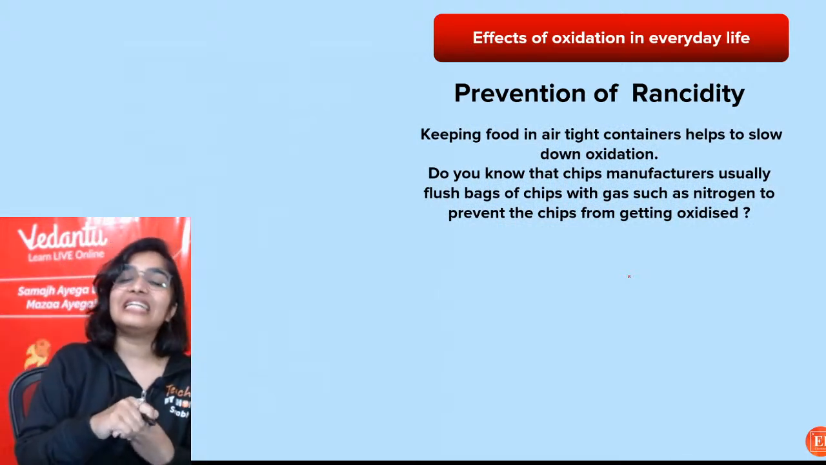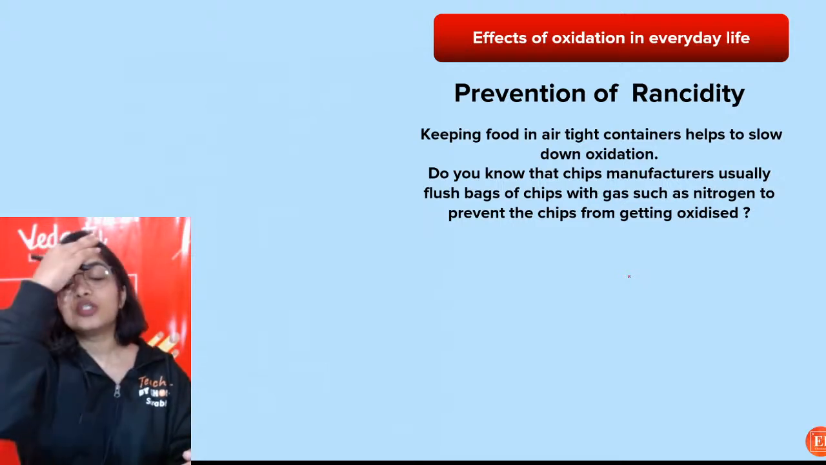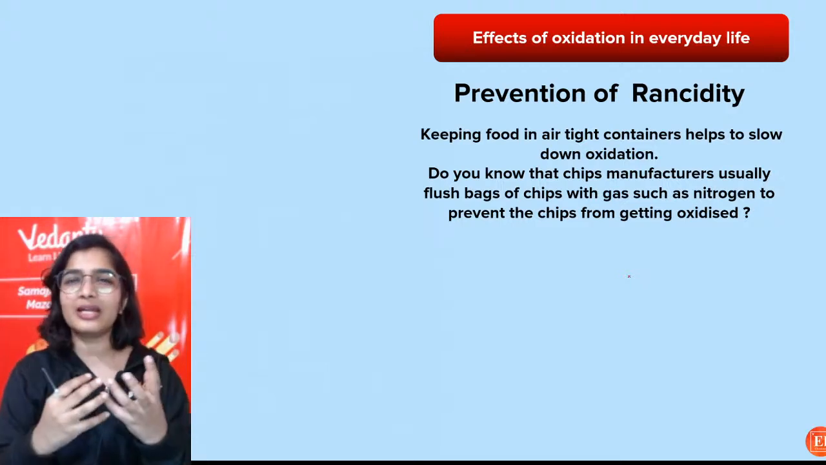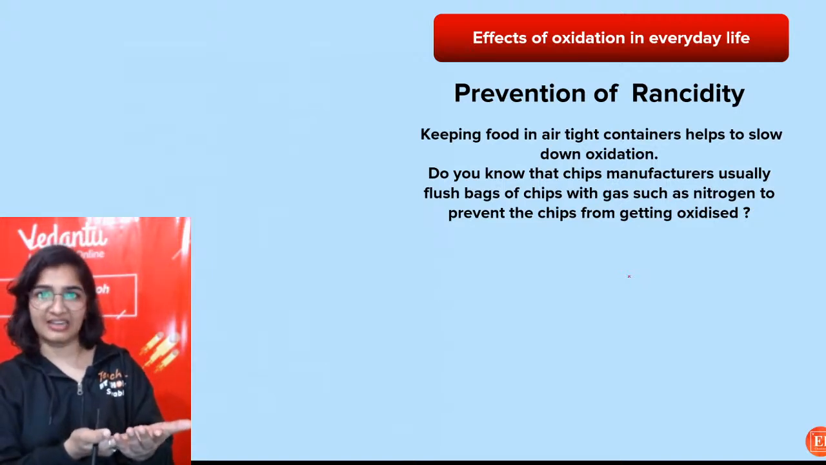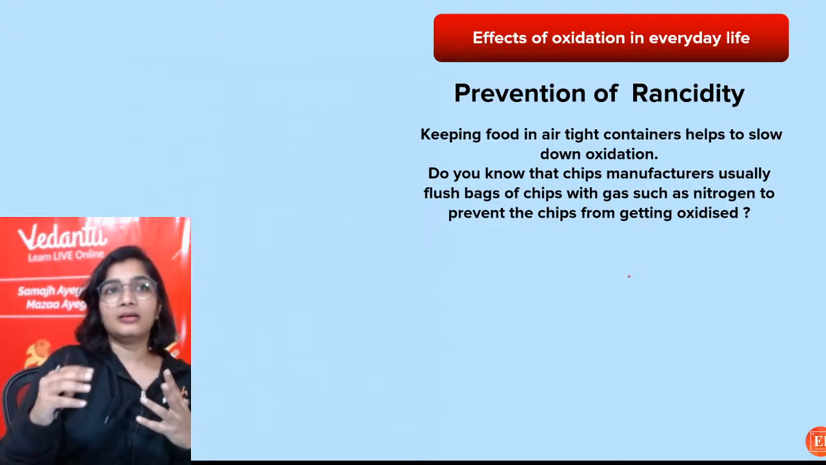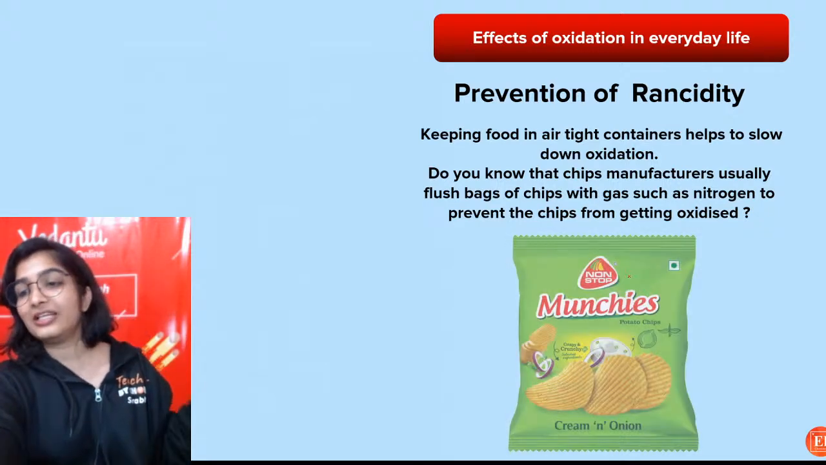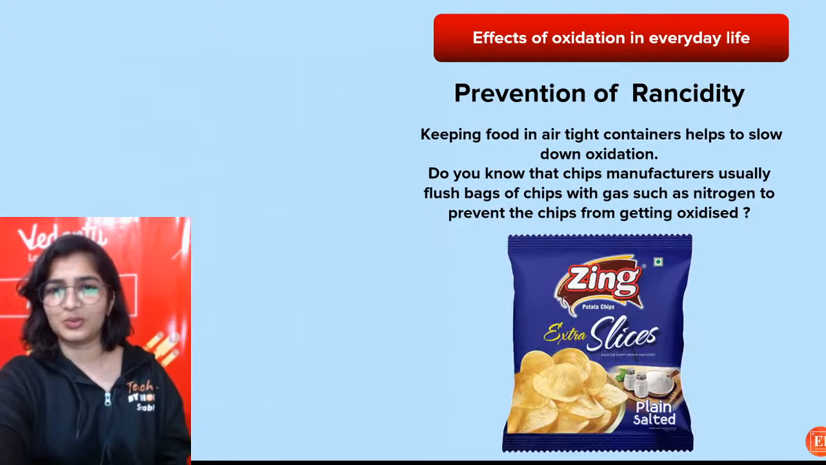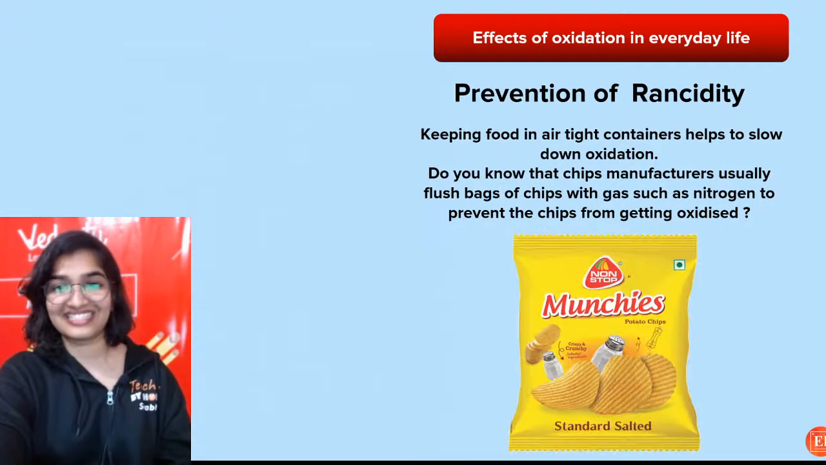Keeping food in airtight containers helps to slow down oxidation. Sometimes in packets of chips we get really pissed, right? There is more air than chips. So why are they adding nitrogen gas? It is to prevent the chips from getting oxidized.